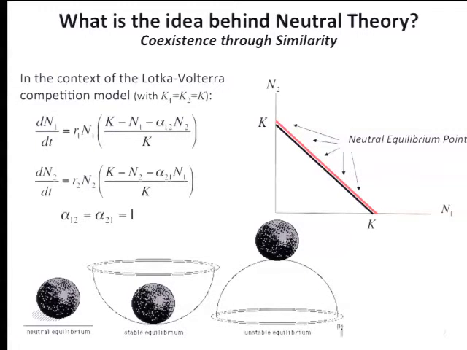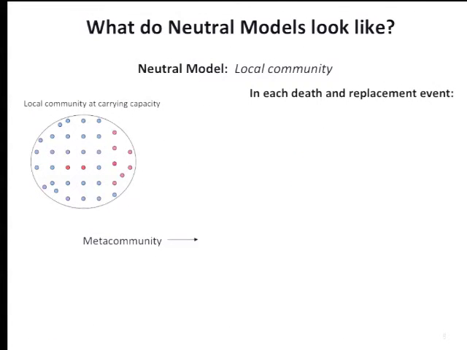Okay, and also putting in the context of regulating factors, neutral theory is just the case where species are completely identical in their interaction with regulating factors. So what do neutral models look like? Let's make this idea more concrete. How does a neutral model actually work?